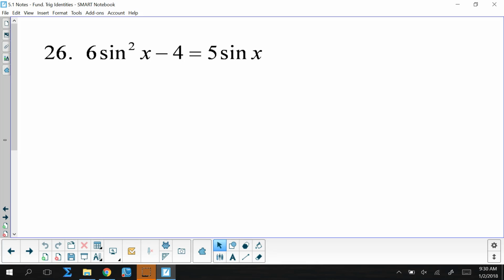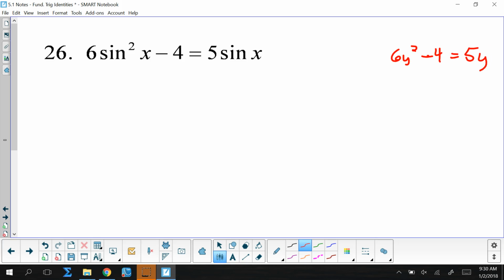Alright, so this problem, just so you know, is no different than if I were to write this as 6y squared minus 4 equals 5y. Okay? So algebraically, so red equation here, what would you do in that one?